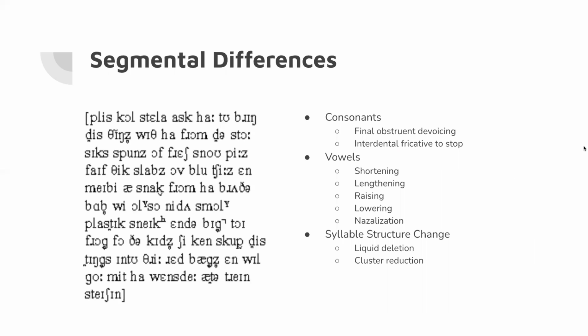Okay. So for the segmental differences, we noticed that for the consonants, there were final obstruent devoicing and interdental fricative to stop. For vowels, we noticed there was shortening, lengthening, raising, lowering, and nasalization. And for syllable structure change, we noticed that there was liquid deletion and cluster reduction as well.